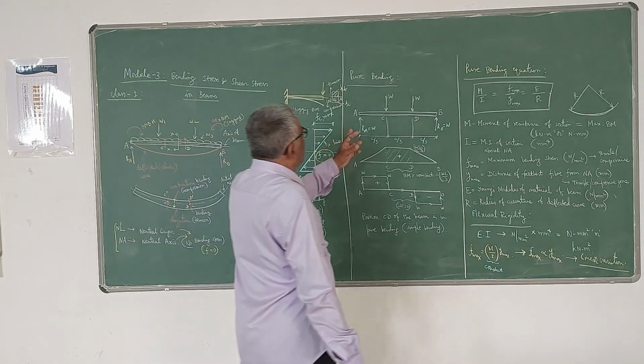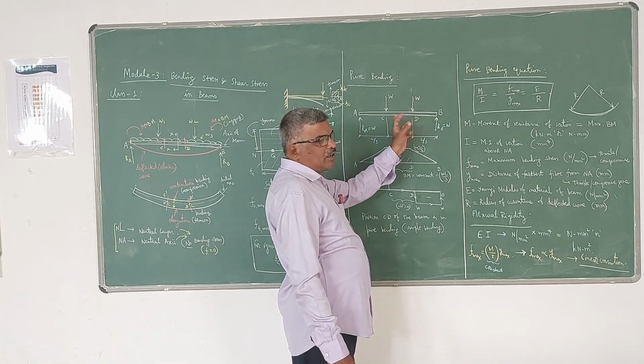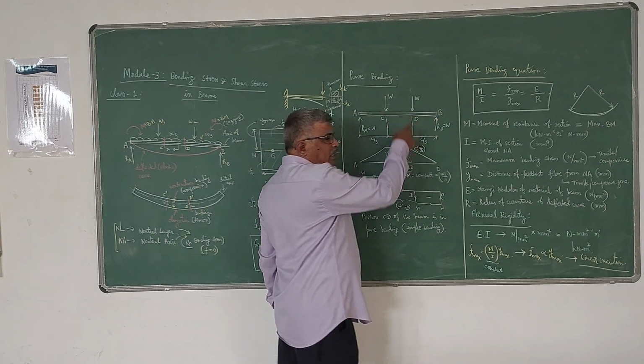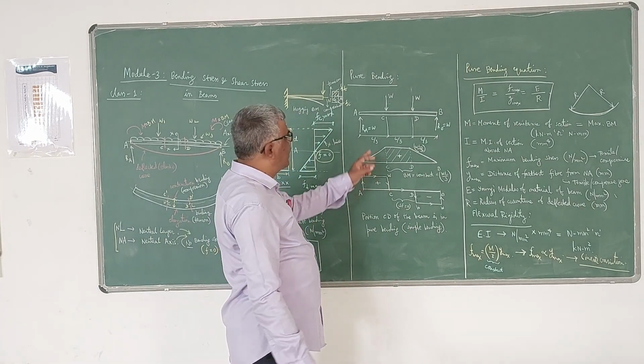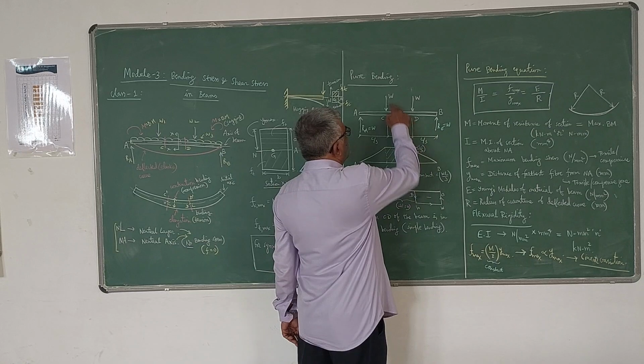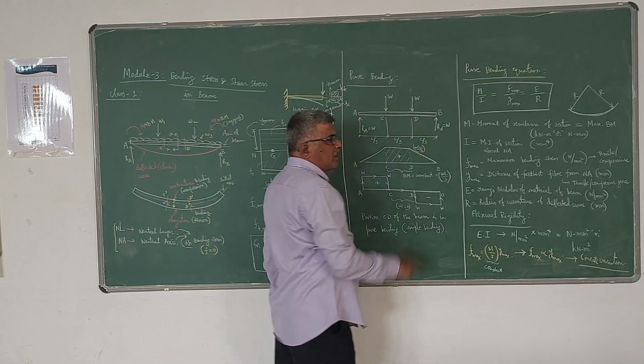So for example, I will take a simply supported beam like this, A and B, carrying two concentrated loads W at equal distances. That means this beam is a symmetrically loaded beam. In the case of a symmetrically loaded beam, reactions are equal. So total load is 2W. Reactions are equal, therefore each reaction will be W and W.